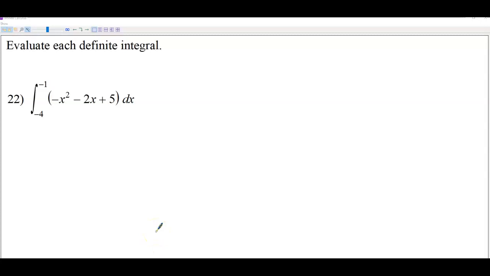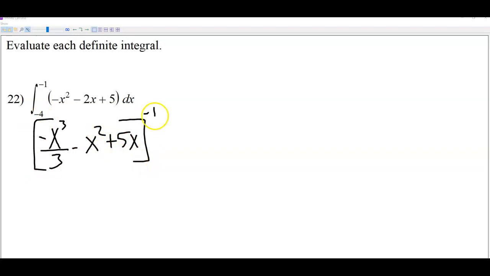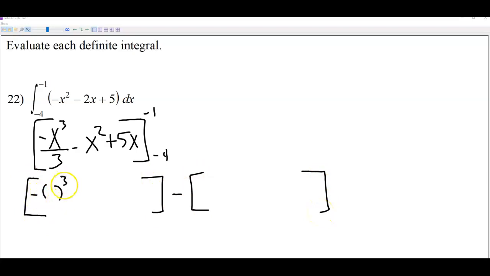Sometimes with these ones, it can get a little bit fraction-y. So let's see how this one does. So first of all, we integrate. Next, we go ahead and do our fundamental theorem. Now, when you have a lot of fractions everywhere, remember how I recommended to you guys to start off these problems with parentheses, because this will help you avoid errors with negatives.